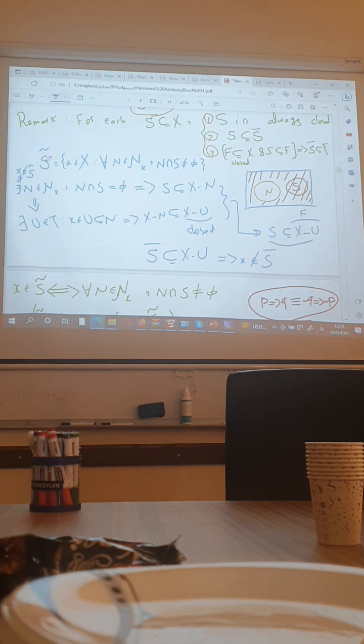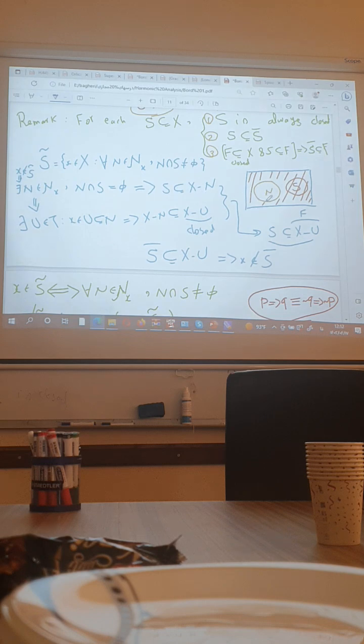If x belongs to S tilde, for any n we must have this property. If x does not belong to S tilde, there exists a neighborhood of x such that its intersection with S is equal to the empty set. And this shows that S must be a subset of X minus n. I write this, look at this.